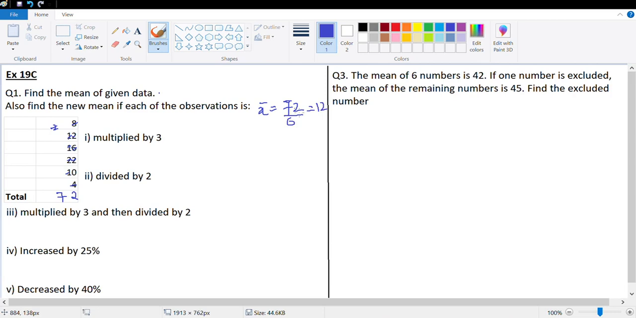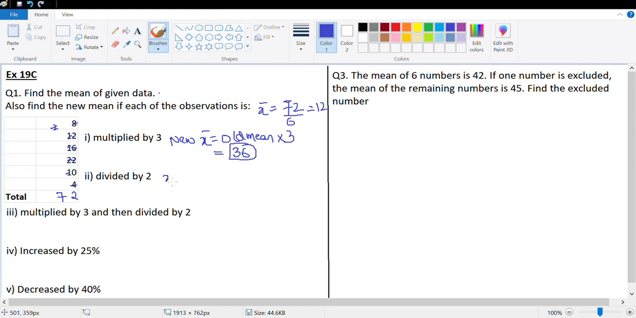Now, as per the question, in case each observation is multiplied by 3, that's one of the properties that we've done. If you increase each observation by a number, the mean gets increased by the same number. If you decrease each observation by the same number, same thing happens to the mean, which is mean gets decreased. Similarly for multiplying, similarly for division. Therefore, new mean will be equal to old mean multiplied with 3. In this case, 12 into 3, that's 36. So that's the new mean.